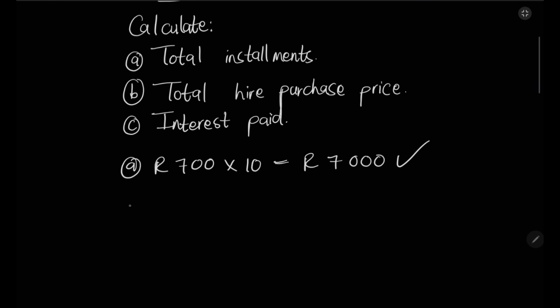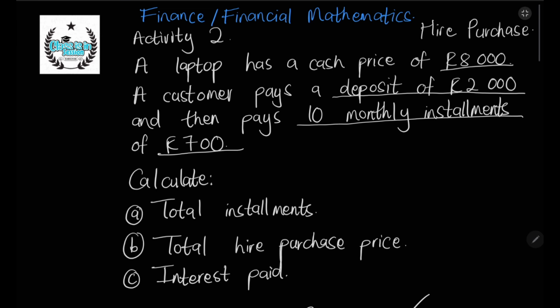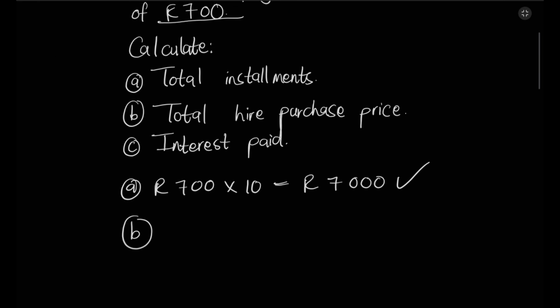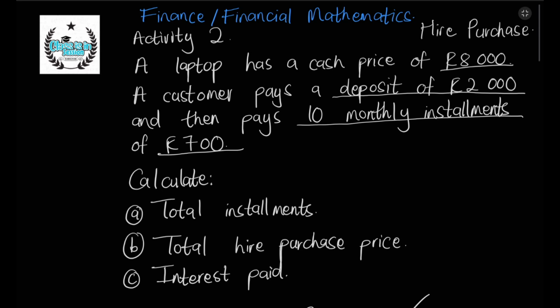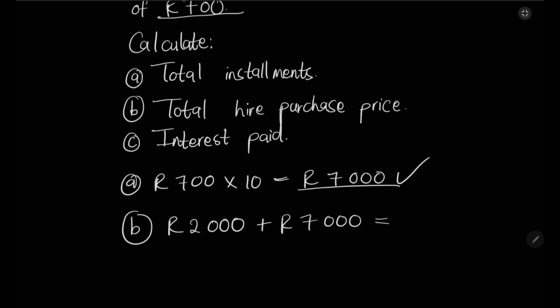Let's move to B. We have the total hire purchase price. Again, what is the total hire purchase price? It's the total amount that you pay for the item through hire purchase. We have to take our deposit. What is our deposit? A deposit of 2,000 Rand. So we take our 2,000 Rand and add our total installments that we just calculated, plus 7,000 Rand. 2,000 plus 7,000 Rand is 9,000 Rand.